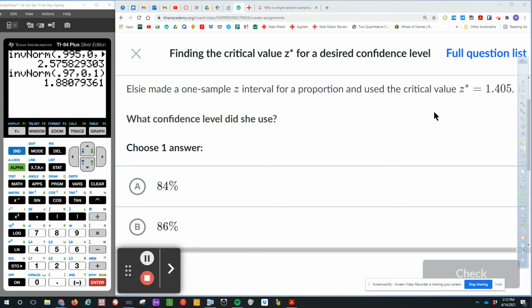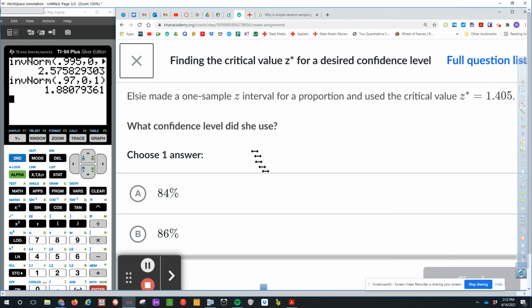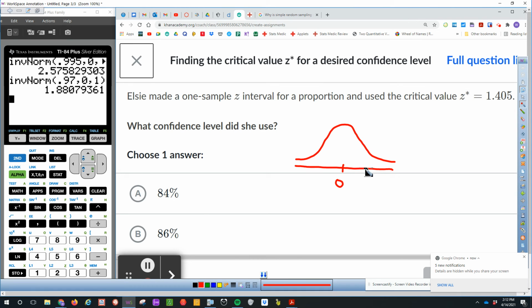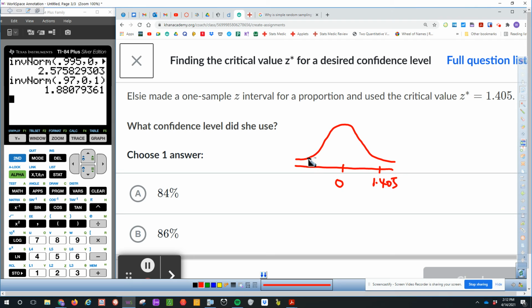Okay. So, let's draw. Maybe this will make sense. So let's draw a standard normal distribution. Now we know that this is 0, right? The mean is 0. And if this is 1.405, sorry, 1.405, and here is negative 1.405. So we know that we want to know what's the confidence level? What is the area inside here?